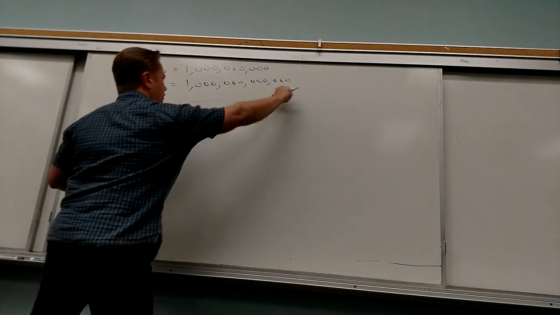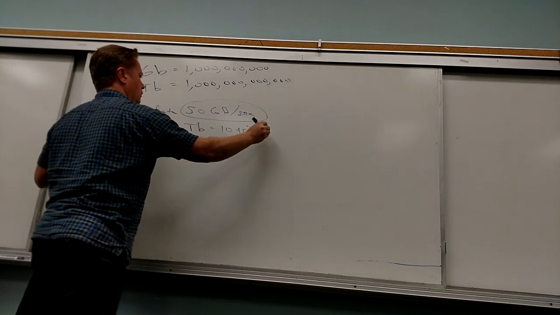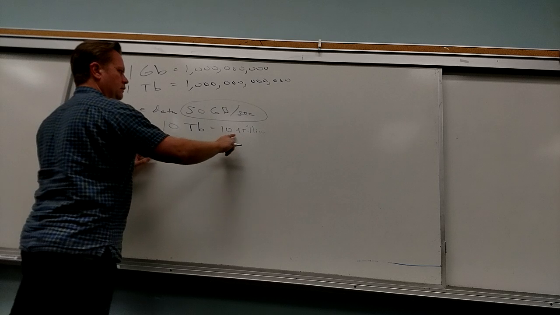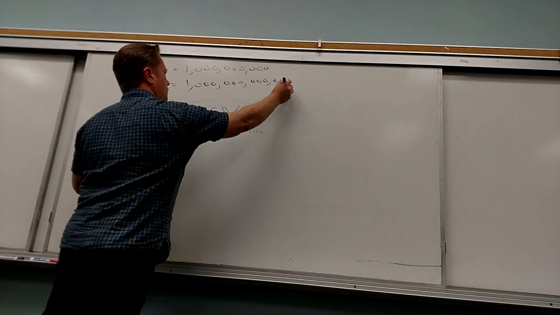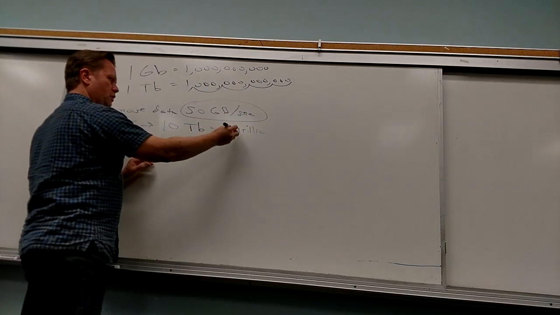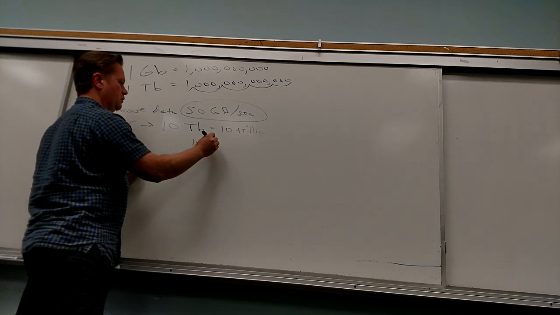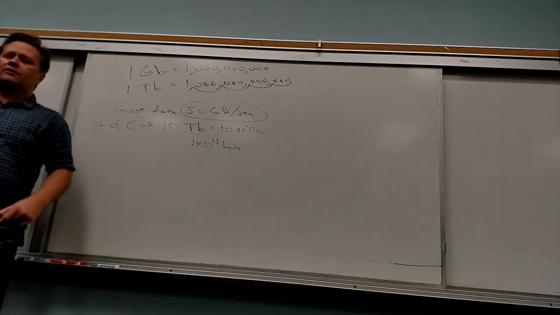So if the Library of Congress is 10 terabytes, what is this? So this is a trillion, so this would be 10 trillion, right? So this is where scientific notation comes in really handy. What would this be? 10 trillion. It would be 3, 6, 9, 12, and then one more. So it would be 1 times 10 to the 13 bytes of information.